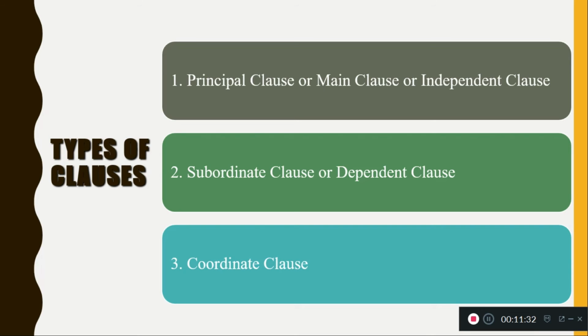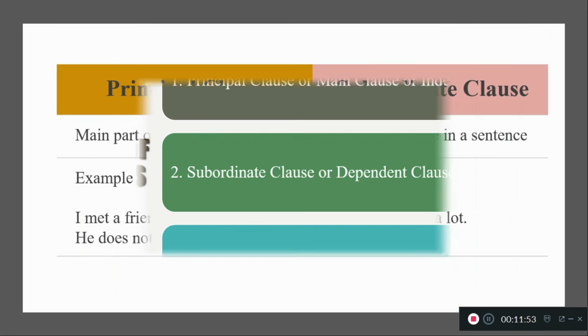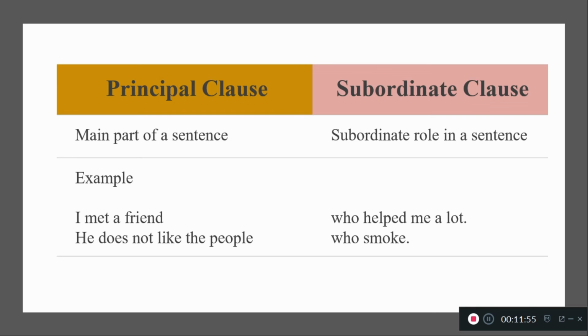Next, types of clauses. There are three types of clauses: principal clause or main clause or independent clause, subordinate clause or dependent clause, and the last is coordinate clause. The first two types of clauses are found in complex sentences, and coordinate clause is used in compound sentences.